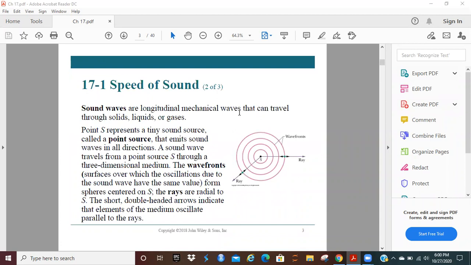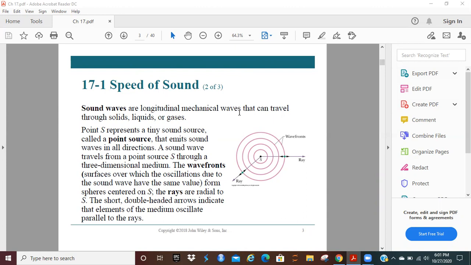All right, so sound waves are longitudinal mechanical waves that can travel through solids, liquids, or gases. You can see here in the diagram that point S represents a tiny sound source that's going to be referred to as a point source, that's going to emit sound waves in all directions isotropically.